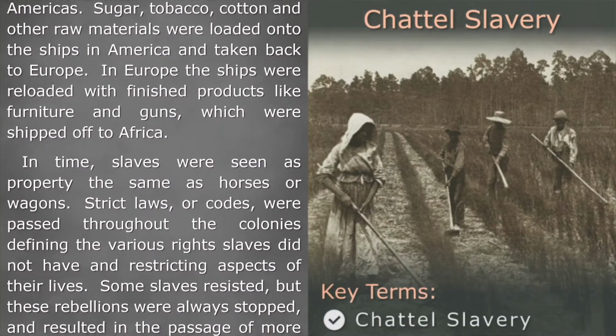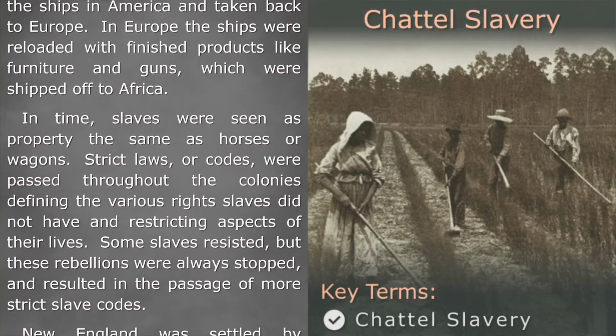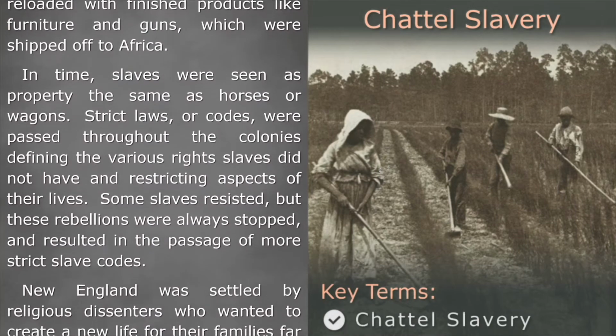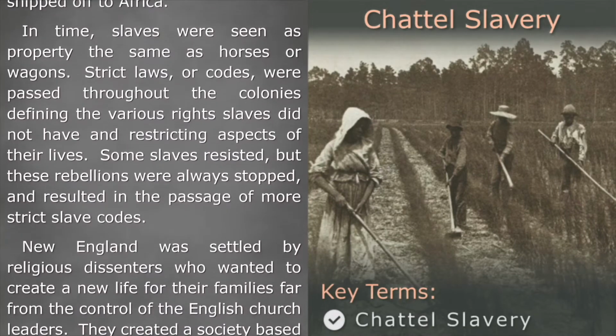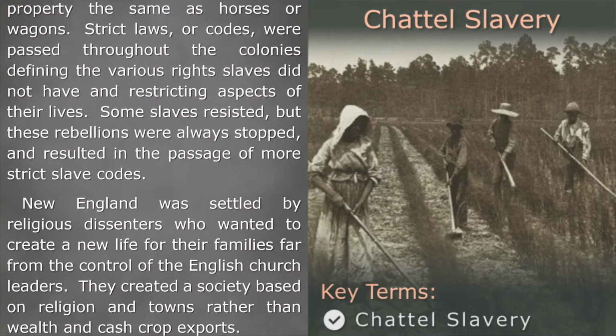In time, slaves were seen as property, the same as horses or wagons. Strict codes or laws were passed throughout the colonies, defining the various rights slaves did not have and restricting aspects of their lives. Some slaves resisted, but these rebellions were always stopped and resulted in the passage of more strict slave codes.